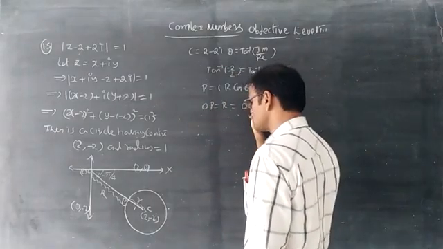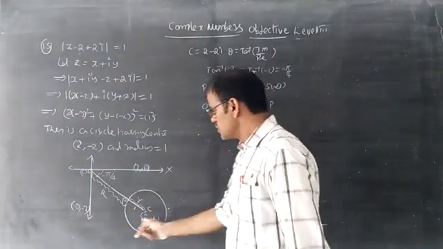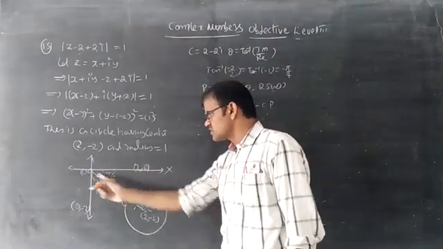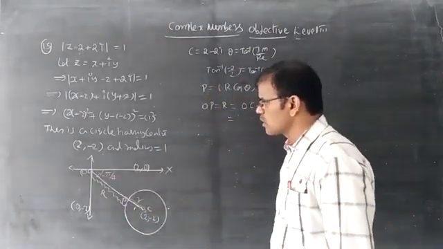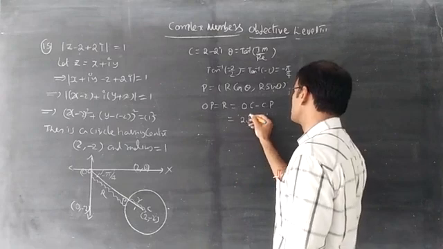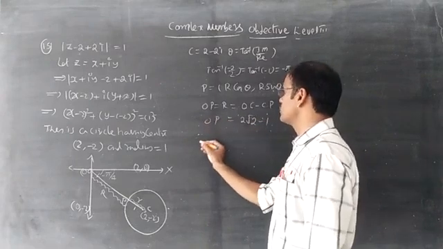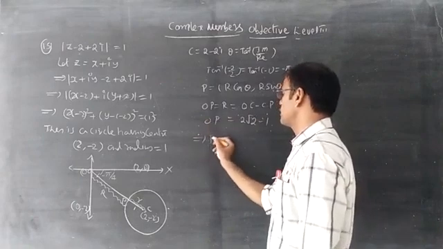You can understand this is OC minus CP. What is OC? The distance between the origin and the center: root of 2 whole square plus 2 whole square, 4 plus 4, so 8. Root 8 you can understand as 2 root 2, minus this 1. So OP is equal to 2 root 2 minus 1.